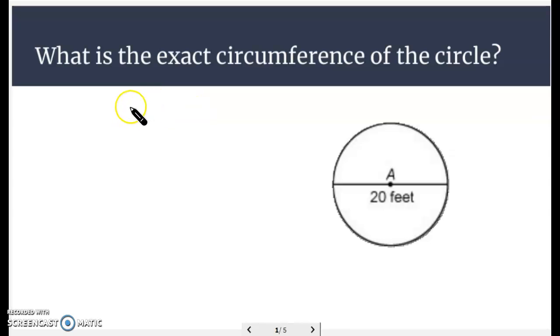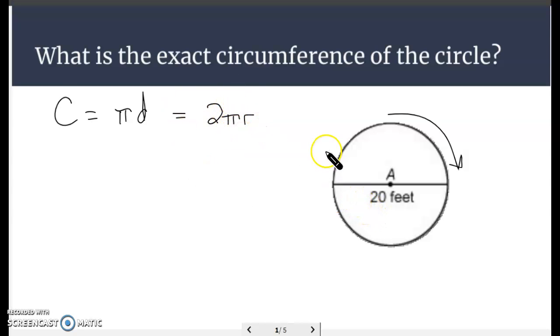If you want to find the circumference of a circle, that is the distance around the circle, and it's from the equation C equals pi times d, pi times the diameter. Now, say you don't have the diameter, and they just give you the radius: 2 times pi times r. Take the radius times 2.